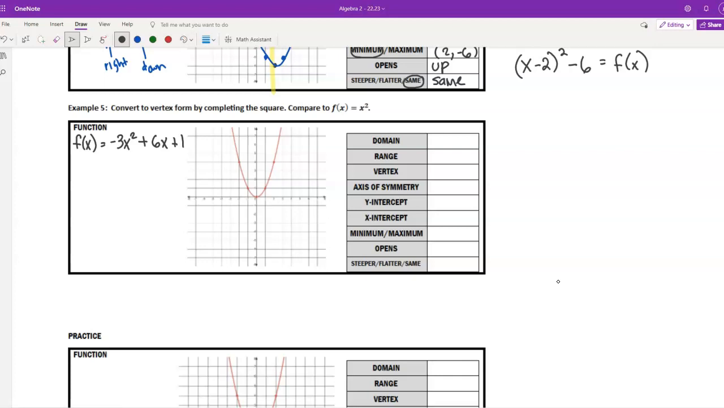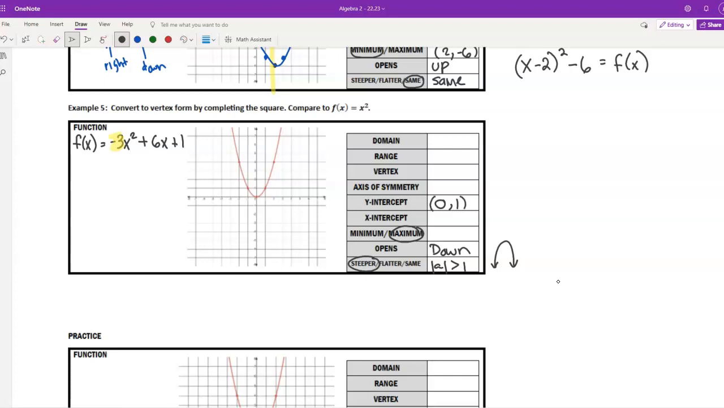Don't panic. But before we even begin, let's figure out what we know. We can see that the A value is negative, so that means we're going to open down. We also see that it's a 3, so that's going to make it steeper because the absolute value is greater than 1. Because it opens down, we're going to have a maximum, and that depends on what our vertex is. We don't know what it is. But also from this form, remember, we can get the y-intercept. We plug in 0 and we get out 1.